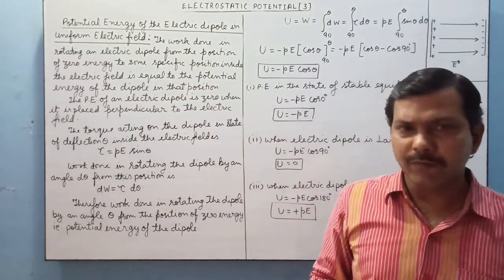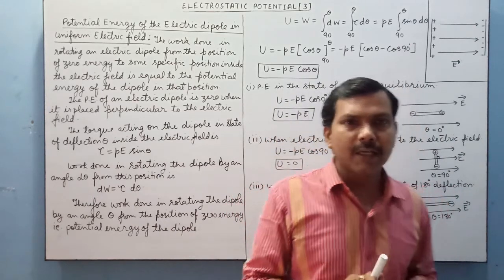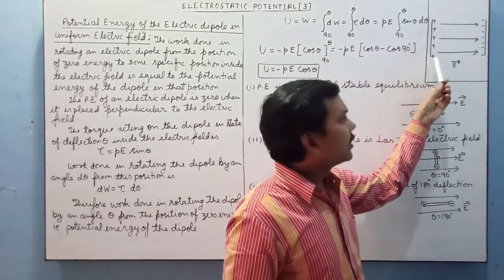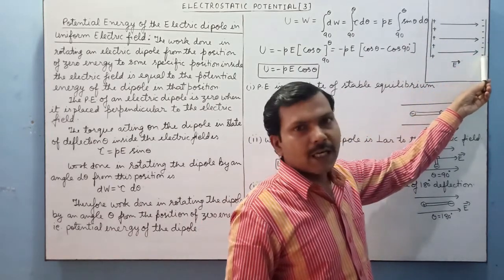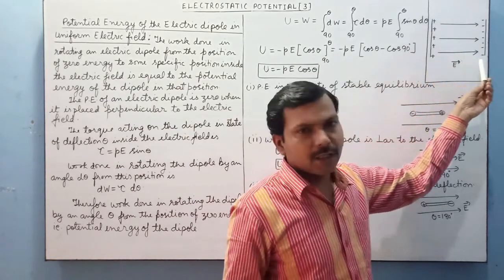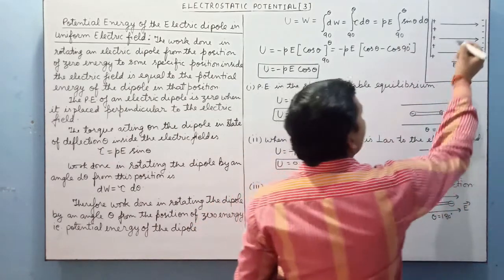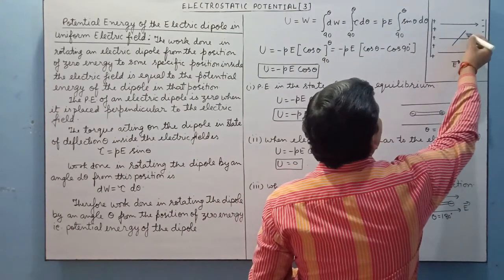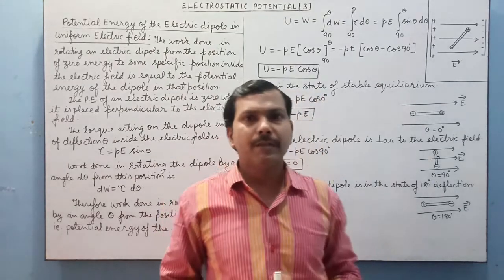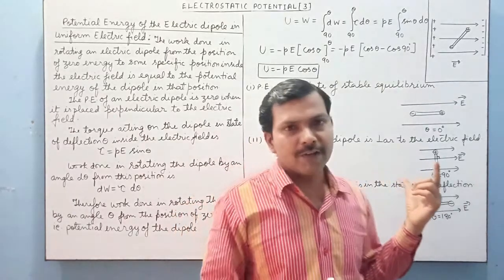What is a uniform electric field, and from where can we obtain it? Let us look here. If this is a plate which is positively charged, and this is a plate which is negatively charged, then between these plates you can obtain a uniform electric field. Now the electric dipole is placed inside this electric field in this way, and we want to obtain the electrical potential energy of this dipole in this electric field.